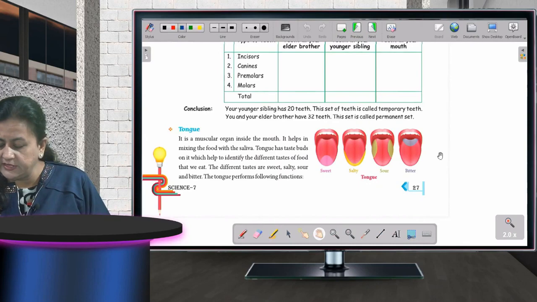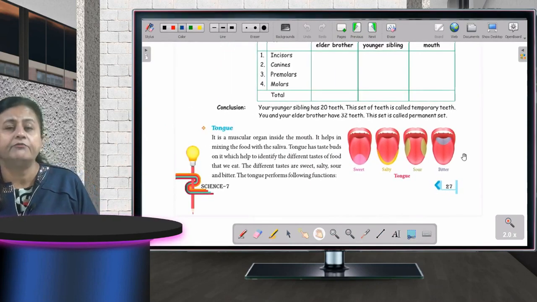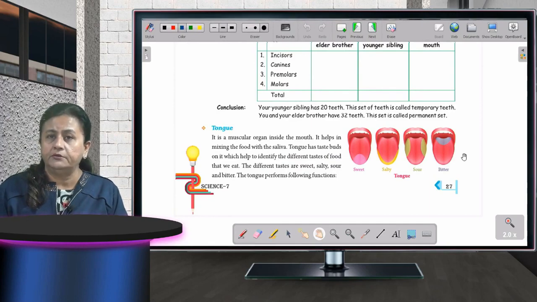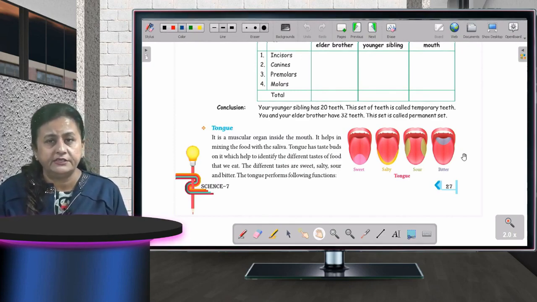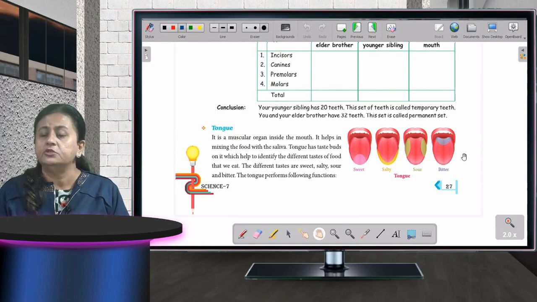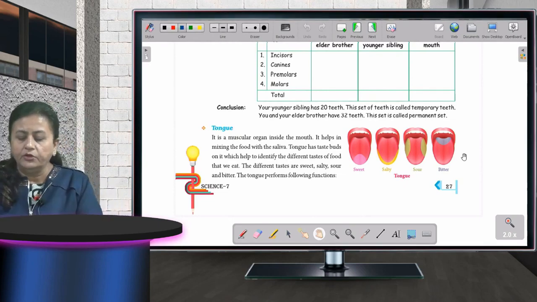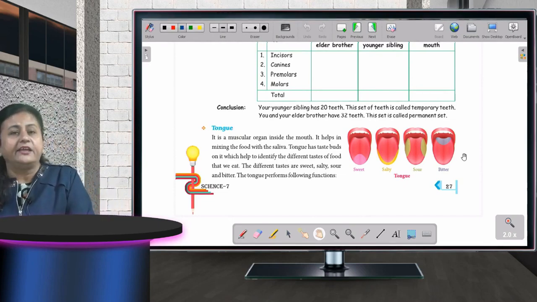Now the tongue. As I told you, you have a tongue also in your mouth, and that is very important. What is the work of the tongue? The tongue has different taste buds, and the different tastes are sweet, bitter, sour and salty. So with the help of our tongue, we come to know the taste of the food we are eating.